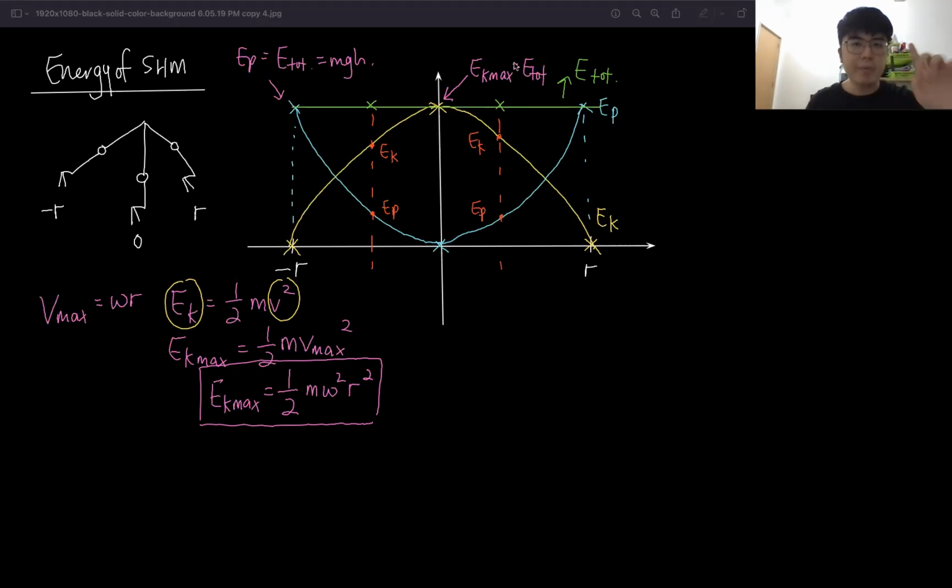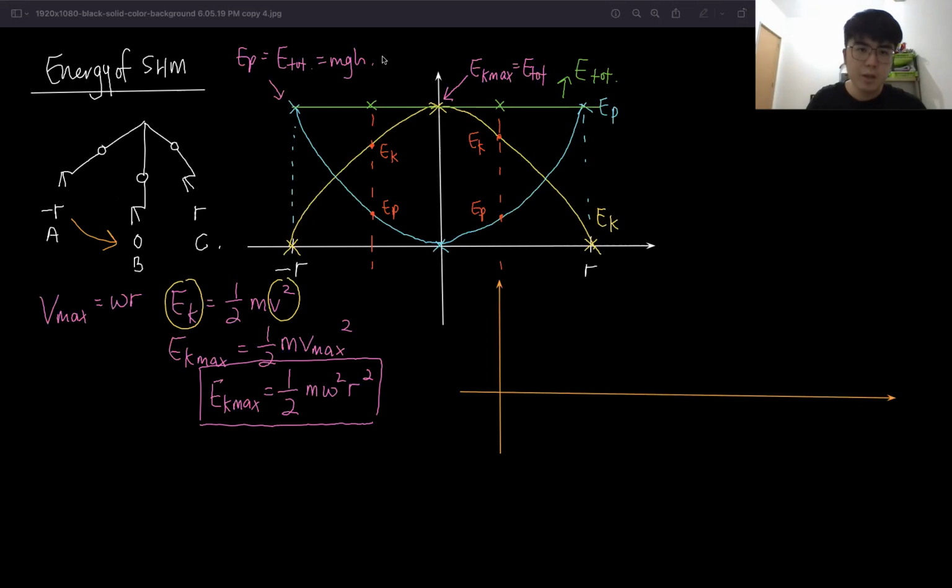Another type of graph you need to know how to draw is energy against time. Let's take the same example, a swing. We would call these points A, B, and C. Let's say I swing from point A to point B here. Now I'm going to create a kinetic energy graph. This is EK, and this is time. So, kinetic energy against time.